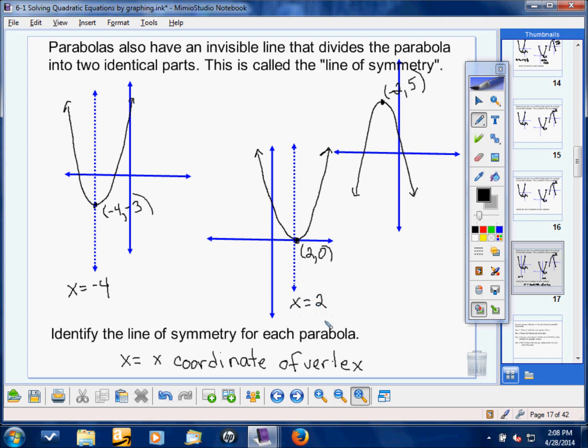What about line of symmetry? The line of symmetry is x equals 2. The line of symmetry is not 2, because a line is actually an equation. So x equals 2. This line of symmetry, I do want you to be able to sketch them in. So this one, x is negative 2. It's always this first number.